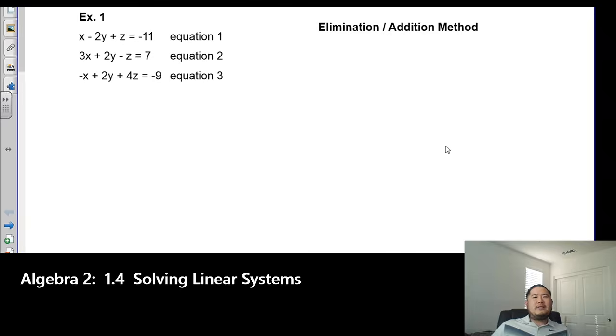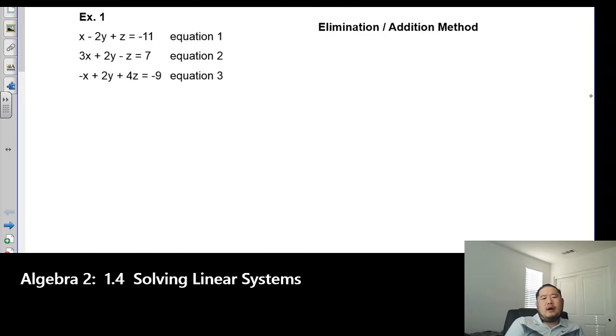Let's take a look right here at example 1. We have three equations, three unknowns, x, y, and z. And what I see right here, the easiest way to do this, in my opinion, is to use the elimination or addition method. So that's something you're going to want to make sure you look up or refresh your memory on if you forgot how to do that. Okay, but I'm going to talk about it right now anyways. But if you need more help on it later on, then that's what you should do.